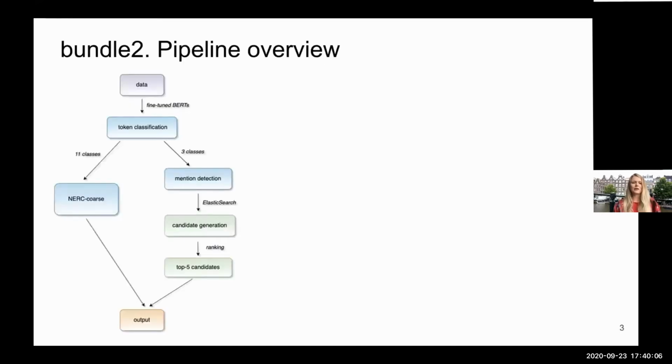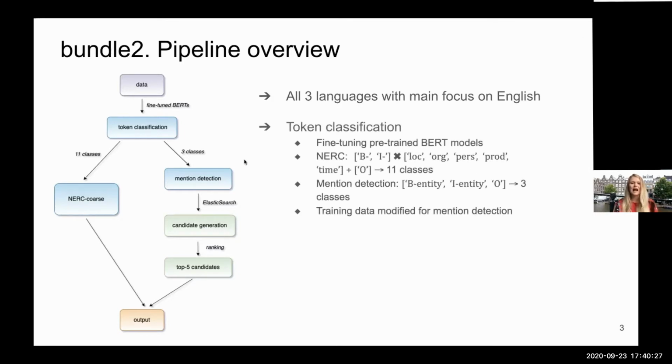All right, so the first bundle, we did mention detection, we targeted all three languages, but the main focus was on English. And we did mention detection separately from entity recognition because with just three classes, it's a bit easier. So we view entity recognition, classification, and mention detection as two separate instances of the same problem, the token classification problem. And we have 11 classes for NER and just 3 classes for mention detection.